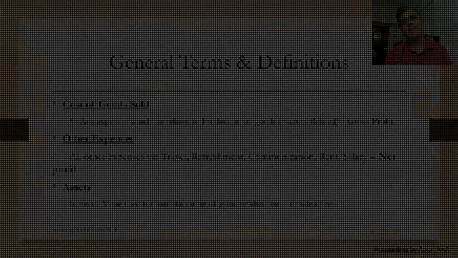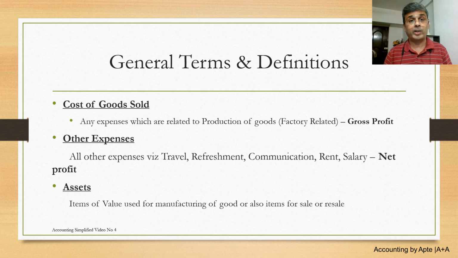Next would be other expenses, which is not directly related to production, are called other expenses. For example, salary of the salespeople, office rent, then refreshment, communication cost for the offices, that would form part of other expenses. And then gross profit minus all these other expenses, you would come to net profit.